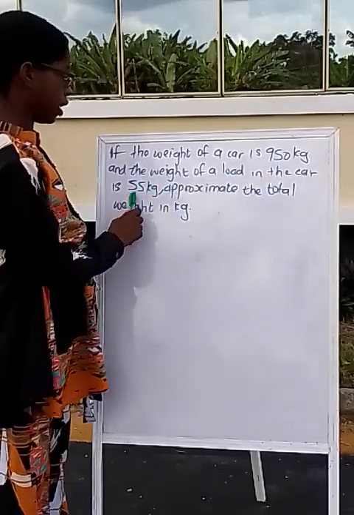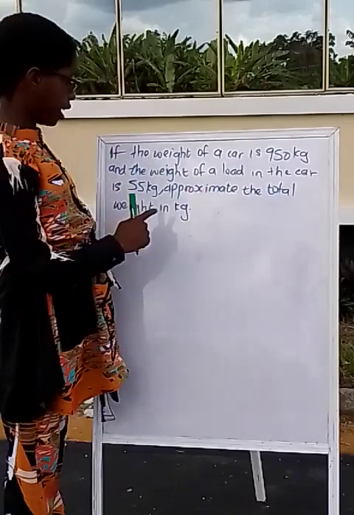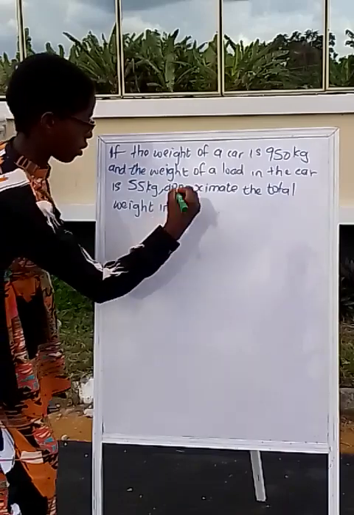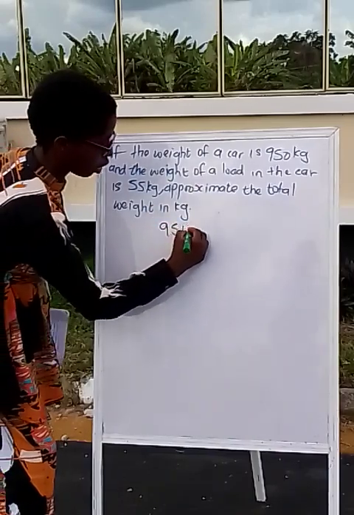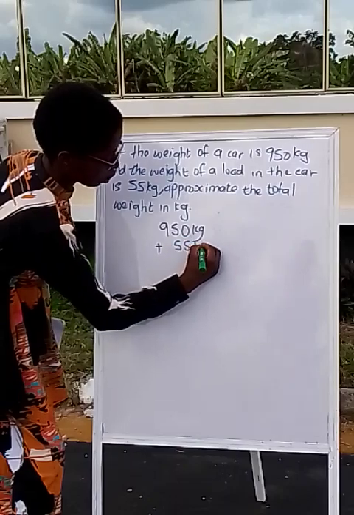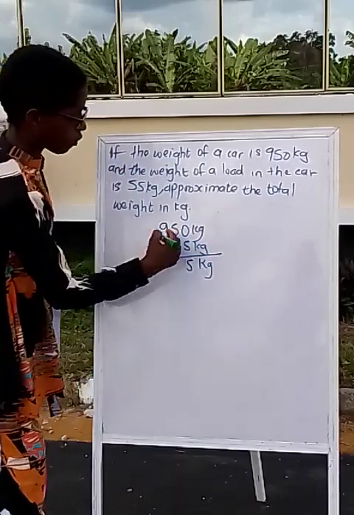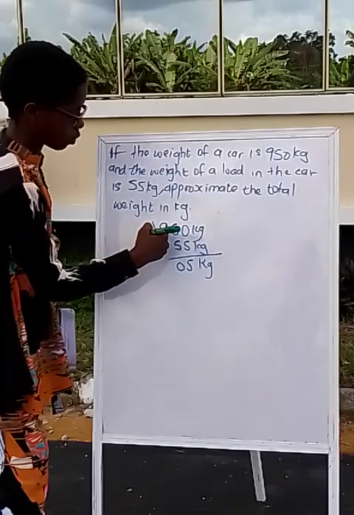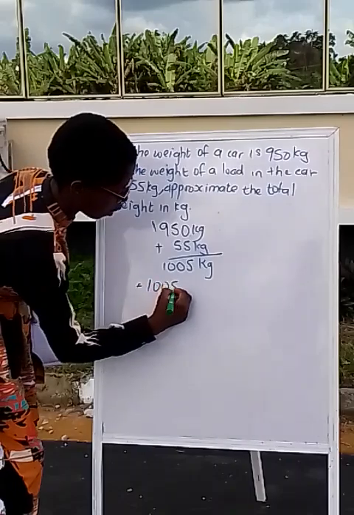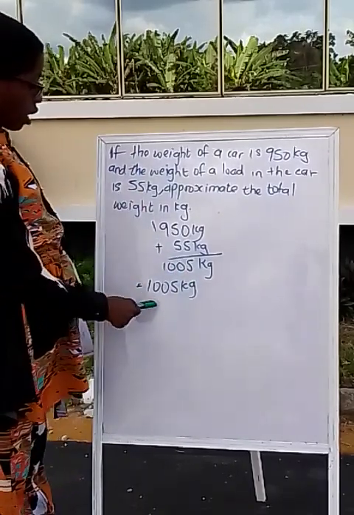Now, the solution to this question is just to add the weight of the car and the weight of the load in the car. Why? Because it's asked us to approximate the total weight in kilograms, and total means addition. So what we'll do now is 950 kilograms plus 55 kilograms. 0 plus 5 is 5. 5 plus 5 is 10. Put 0, carry 1. 1 plus 9 is 10. So we have 1005 kg.